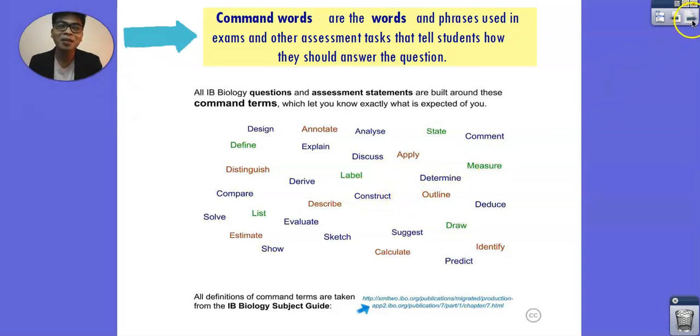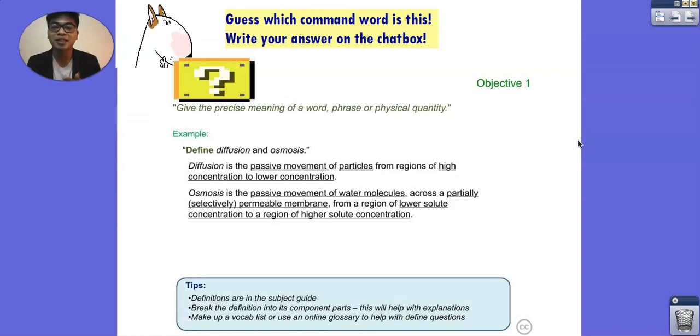For example, I'm going to show you questions, and you need to determine what kind of command word is being used. Remember, when you say command words, it tells you how you are going to answer the question. Here is our first command word. Take a look at the question there. It says: define diffusion and osmosis. Look at the definition of diffusion and the definition of osmosis.